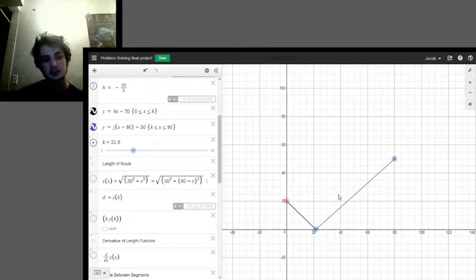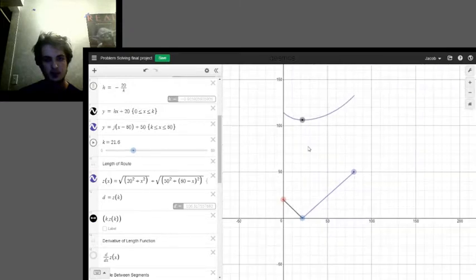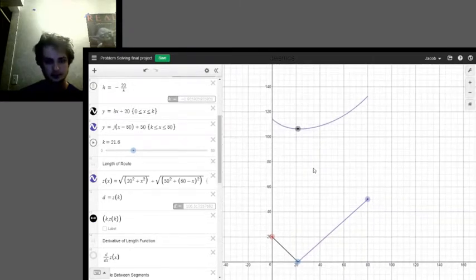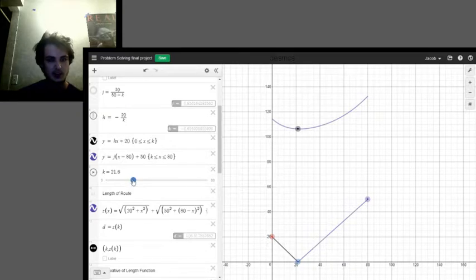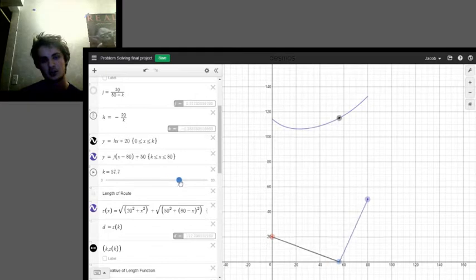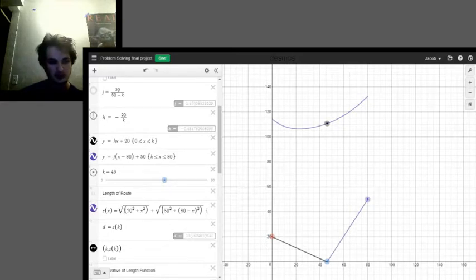And so plotting this for every point along the x-axis from 0 to 80, I ended up with this shape here. As I move my B point, you can see how the length changes. And the formula is the length of this segment AB plus the length of the segment BC.